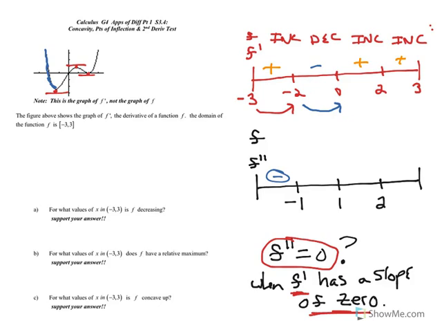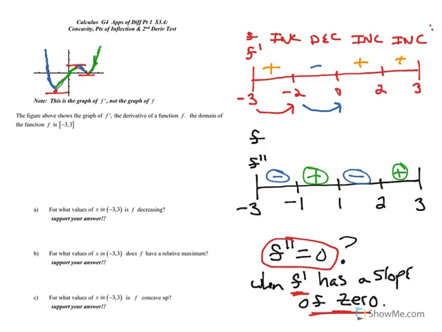And then on the next interval, all the slopes on f single prime are positive, so f double prime is going to be positive. And then you're going to have negative slopes on f single prime, so f double prime will have a negative value. And then you're going to have positive slopes, so f double prime is going to be a positive number. And remember, we're going from -3 to 3.